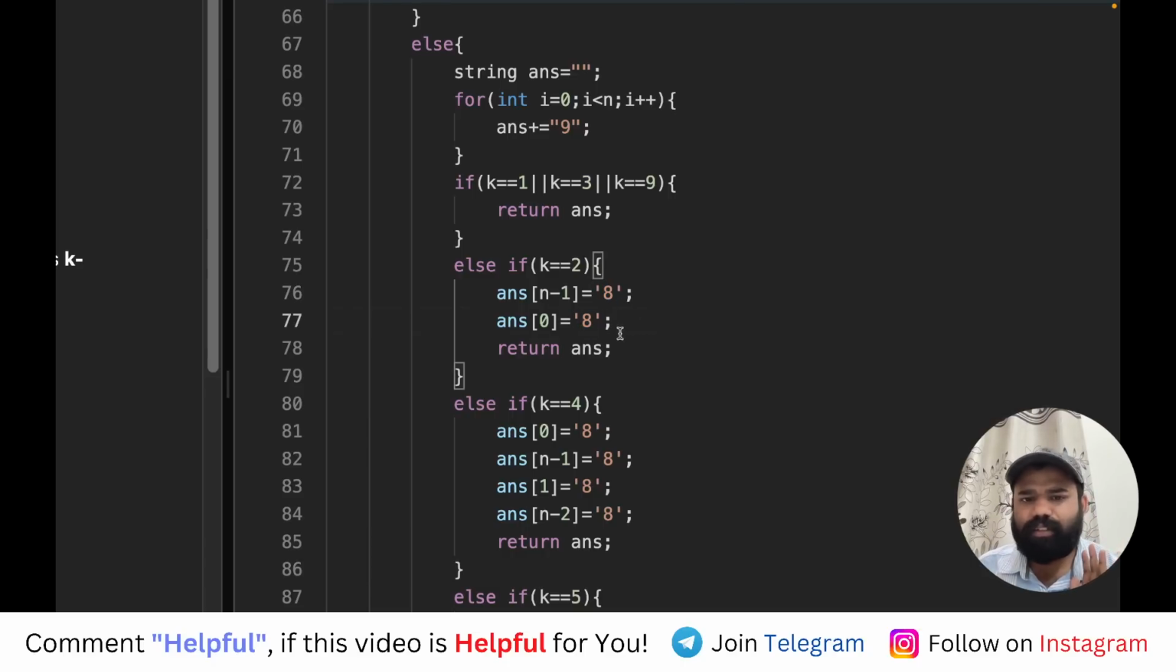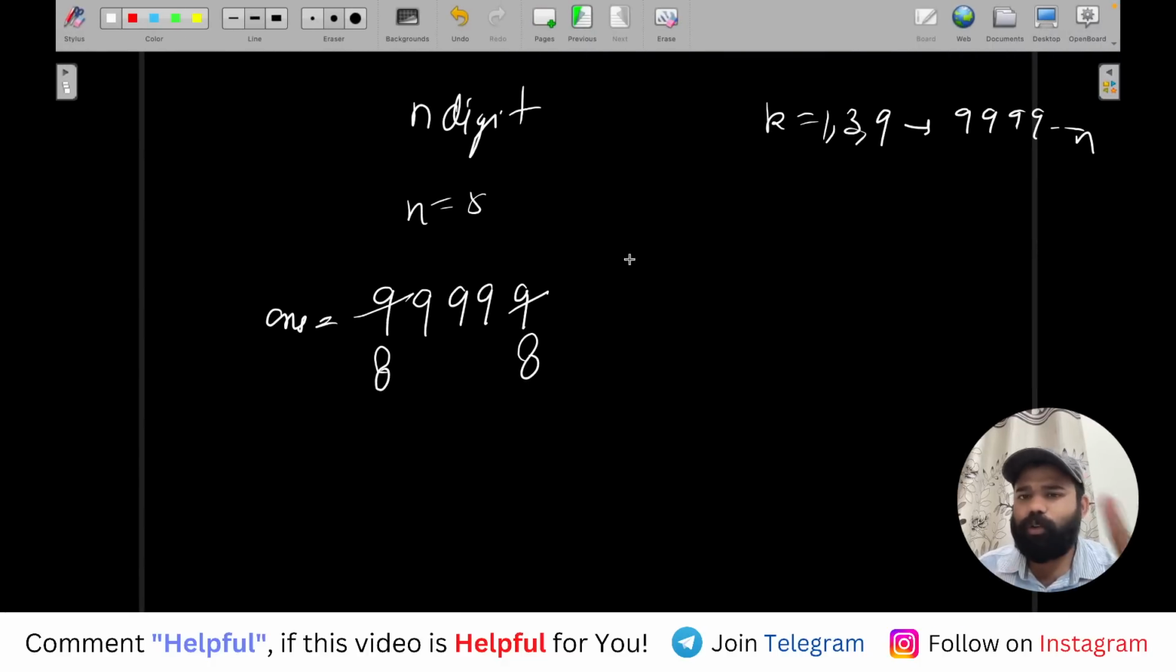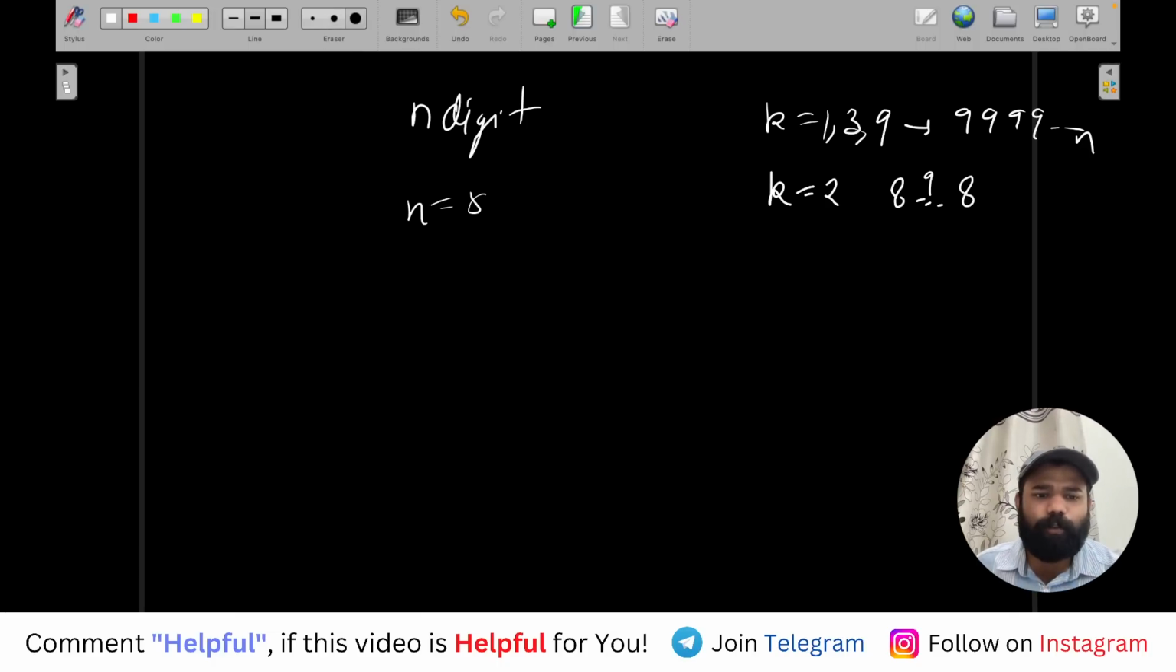Right? So this is how for k is equal to 2, it will be just 8, then whatever 9s you have, and then again 8. बीच में 9 रहेंगे, right? Amazing. Now comes k is equal to 4.